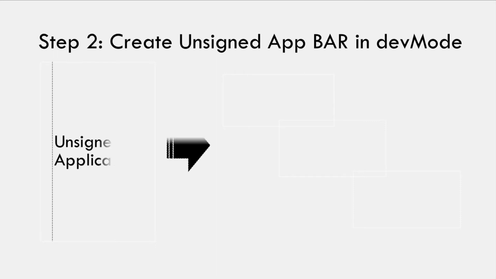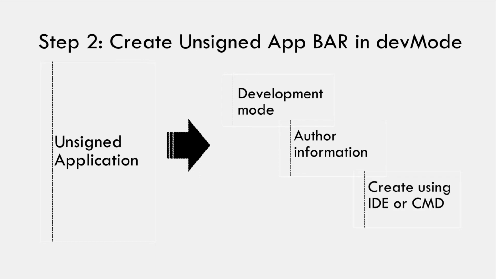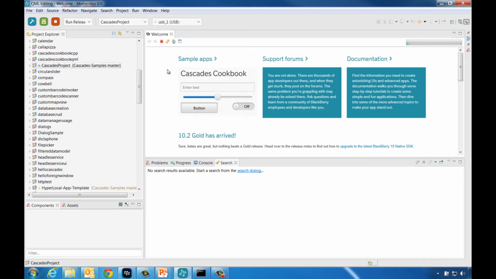Now, let me show you how to create an unsigned bar file in development mode and ensure that this bar file of your application is packaged with the same author information associated with the debug token bar file we just created. You can do so either using the IDE or using the command line tools. Let me first show you how to do so using the IDE.